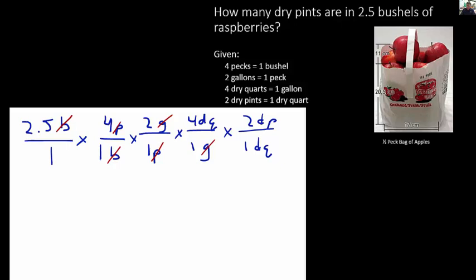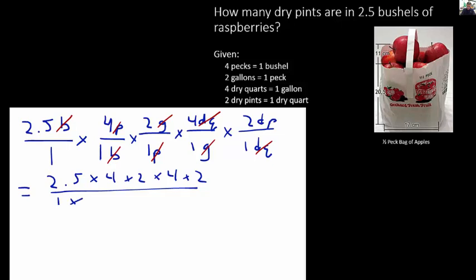And mathematically, all I want to do now is multiply. So I can multiply across the top. I can have 2.5 times 4 times 4 times 4 times 2. And multiply everything across the bottom, 1 by 1 by 1 by 1 by 1. And now I can get out my calculator and plug this in. And what am I going to have? 160 or so. My units will be dry pints.